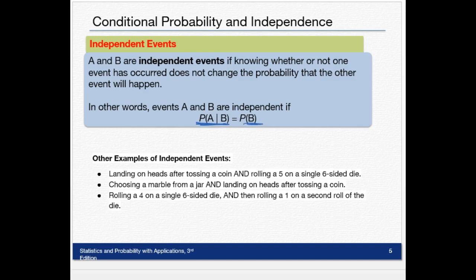All right? So other examples of independent events. Landing a head after tossing a coin and rolling a 5 on a single six-sided die. Or choosing a marble from a jar and landing on heads after tossing a coin. Those two things don't affect one another. Or rolling a 4 on a single die and then rolling a 1 on a second die. All of these are independent events. The outcomes do not affect one another. And we're going to do a practice problem where you have to show it mathematically.